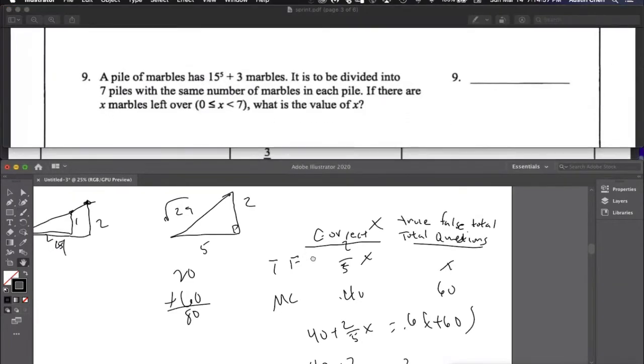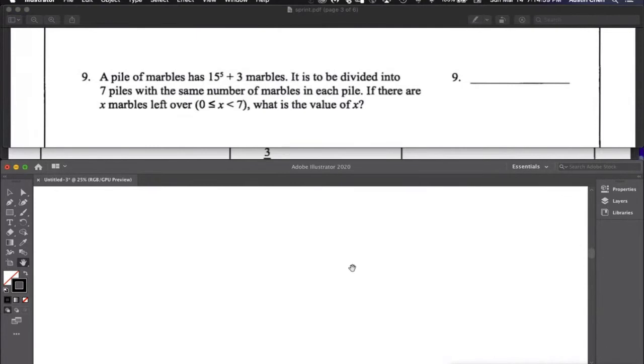Number 9. A pile of marbles has 15 to the 5th plus 3 marbles. It is to be divided into 7 piles with the same number of marbles in each pile. If there are X marbles left over, what is the value of X? So we have to look at modulus for this.